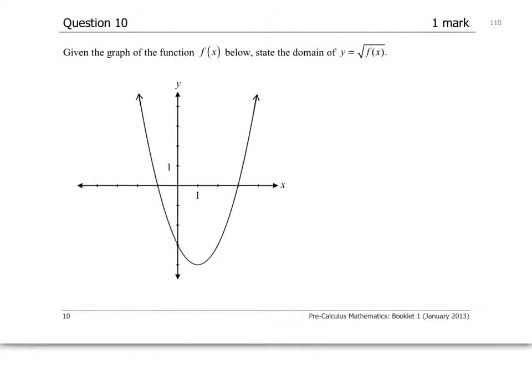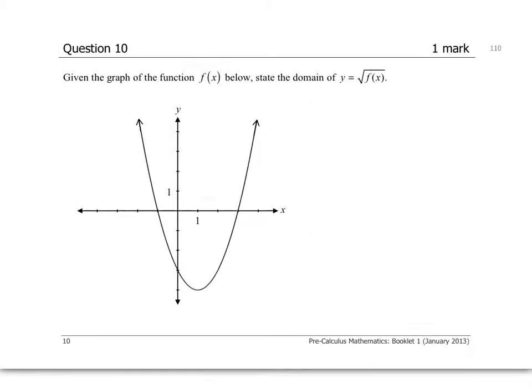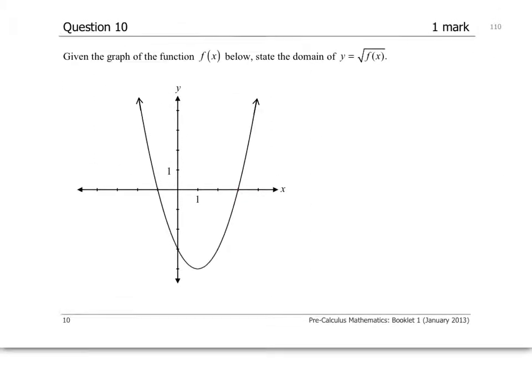Question 10. Given the graph of the function f of x below, state the domain of y equals the square root of f of x. So when we have a graph like this, we want to remember that you cannot find the square root of a negative number. So f of x is another way of saying y. So basically we cannot find the square root of any negative y values.